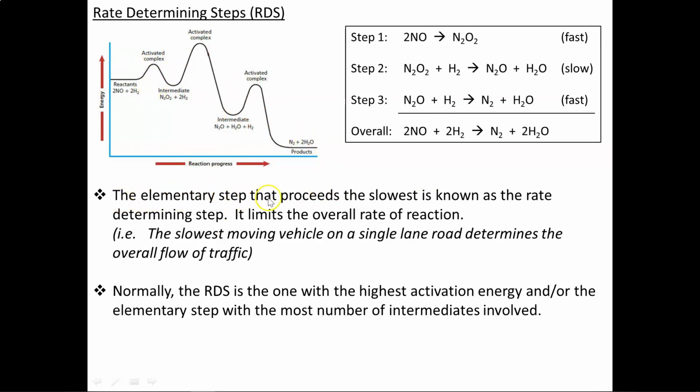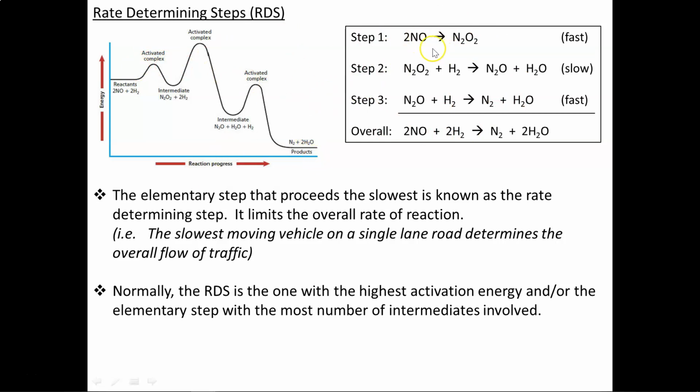Now, the elementary step that proceeds the slowest is known as the rate determining step. It limits the overall rate of reaction. Just as the slowest moving vehicle on a single lane road determines the overall flow of traffic, the slowest elementary step determines the overall speed at which the reactants are being converted to products.